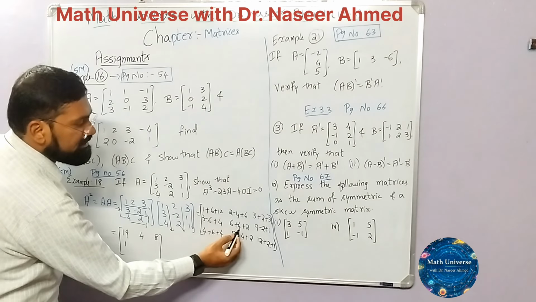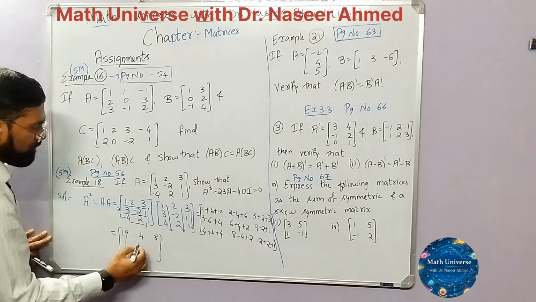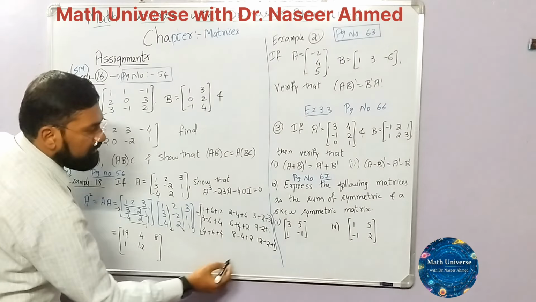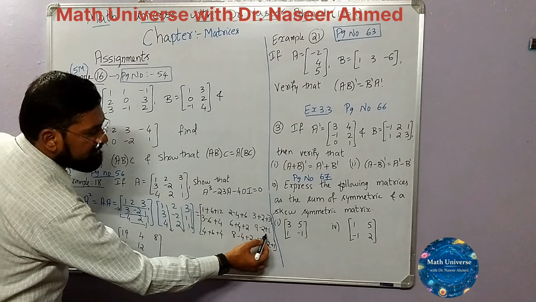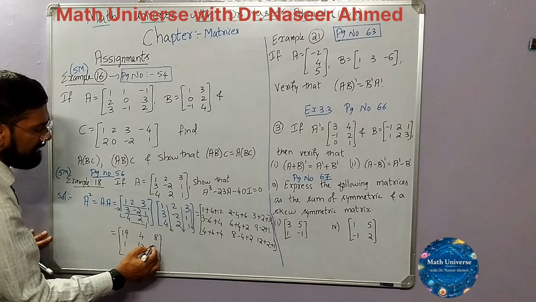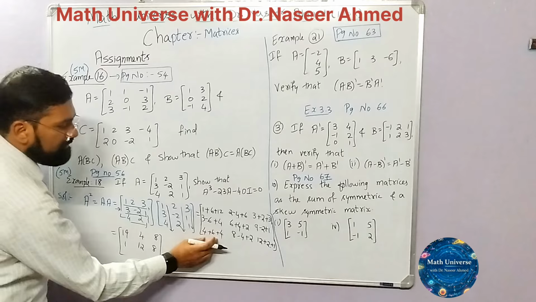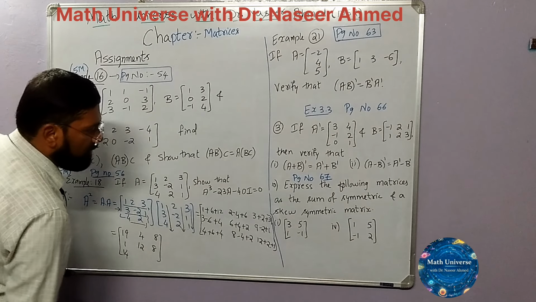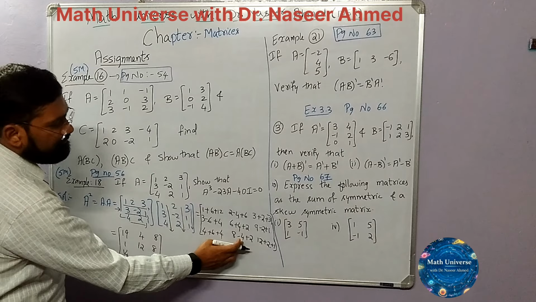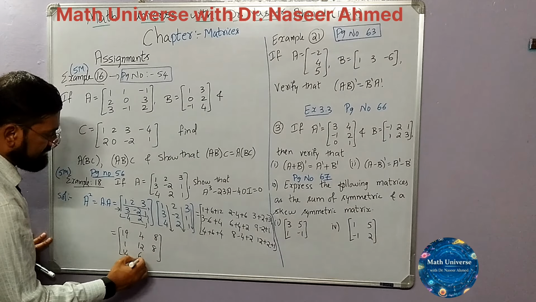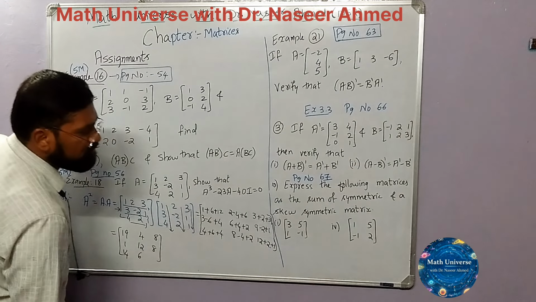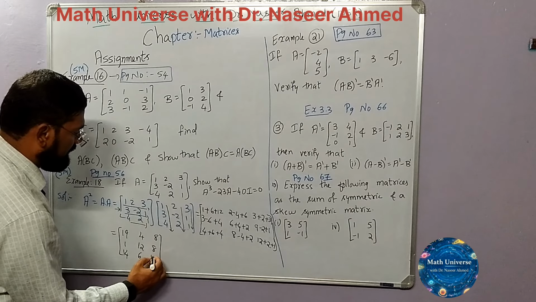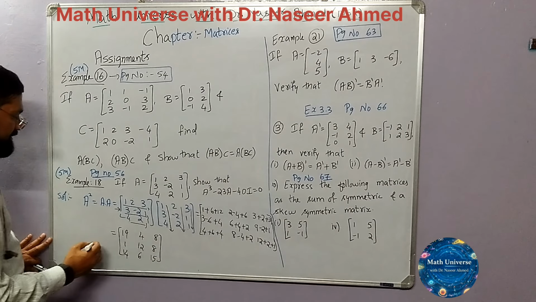6 plus 4 is 10. 10 plus 2 will be 12. Then 9. Okay, minus 2 plus 1 will be minus 1. Minus 1 plus 9 will be 8. Then this will be 10 plus 4, 14. 8 minus 4 will be, okay, 4 plus 2 will be 6. 12 plus 2 plus 1 will be 15. So this is your A square.